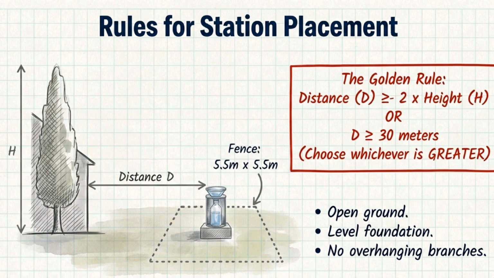Also, there should be no overhanging branches because leaves or branches can block rainfall. Finally, the rain gauge is usually protected with a small fence around 5.5 meters by 5.5 meters to prevent disturbance from animals or people. So remember the key idea. Place the rain gauge in open ground, away from obstacles. Following the rule, d should be greater than or equal to 2h or at least 30 meters.